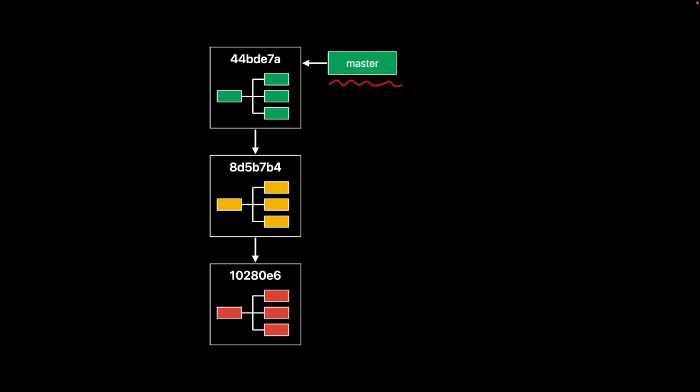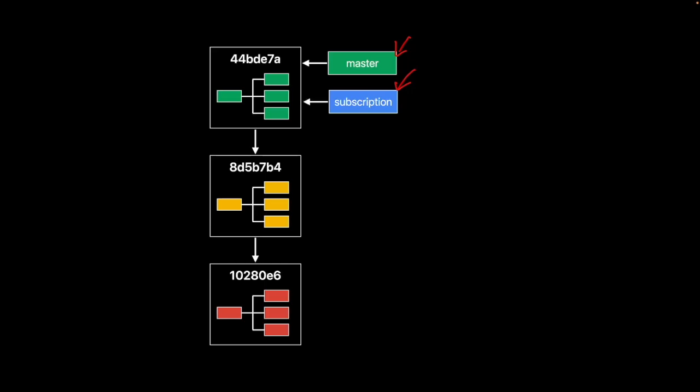This branch points to a commit with a hash 44BDE7A. Now, let's create a new branch named subscriptions that points to the same commit hash as master. At this stage, if we were to generate a new commit, which branch would this commit belong to, master or subscriptions? In other words, how do we differentiate which branch is currently active?